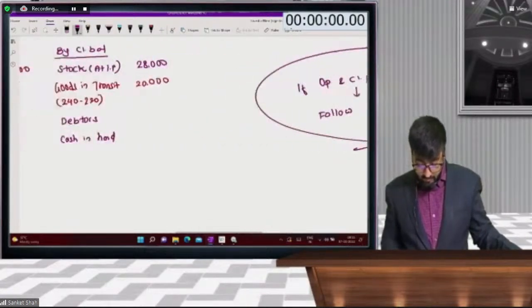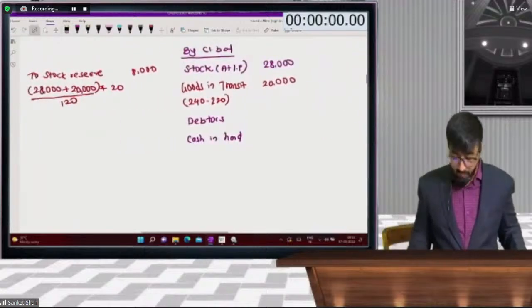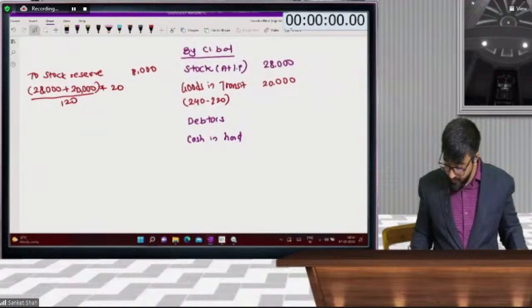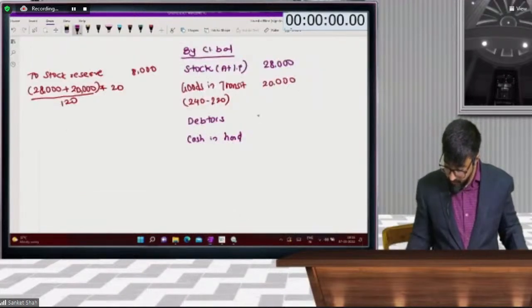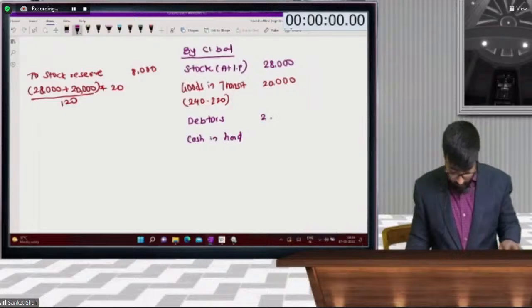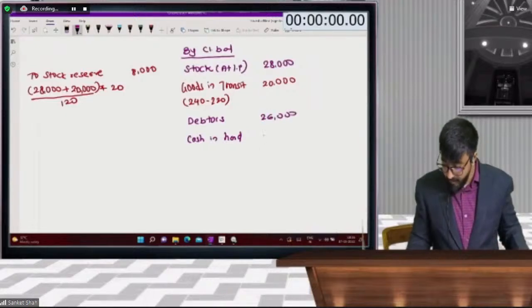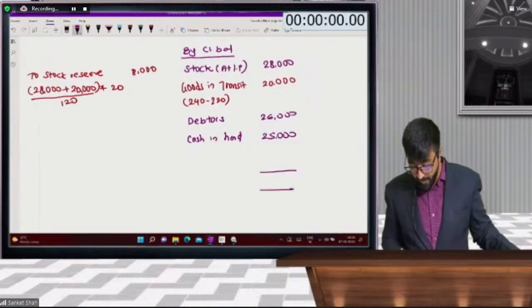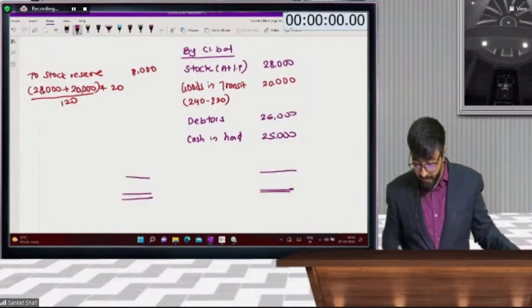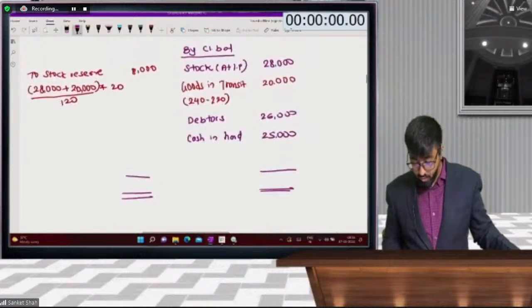Okay, in the margin you can write it. Debtors 26,000. Very good, Vikas. But wait, now please check your answers. You are doing it for the first time, so please refer to my answers, how sir is writing it. So debtors and cash in hand we have completed.